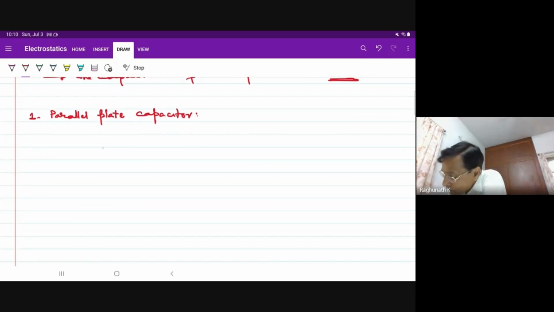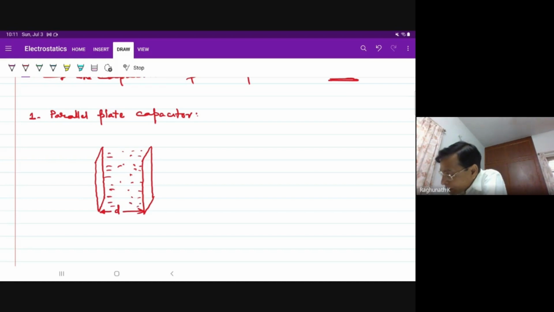This consists of two metallic plates of area A, separated by a distance D, with some dielectric medium with permittivity epsilon between them. These plates are of area A.